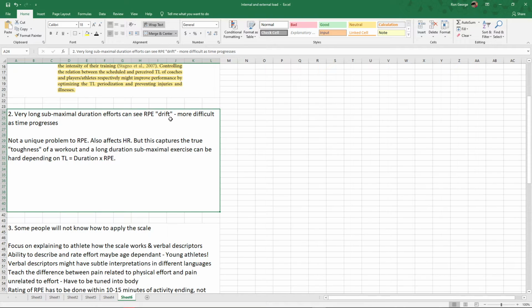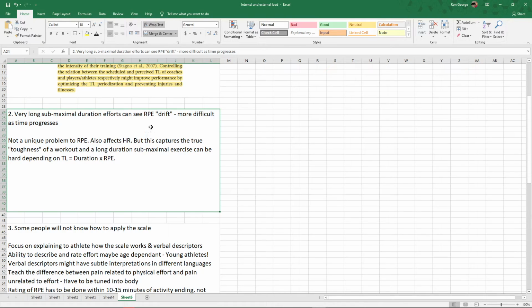As you start, your HR is somewhere, but then it slowly drifts, and that's really giving you some information about what's happening in the body, right? So that's what I've said here. It's not a unique problem to RPE. It also affects heart rate, and it captures the true toughness of a workout and the transient nature of a workout, right? So that's a good thing. It's not a bad thing.